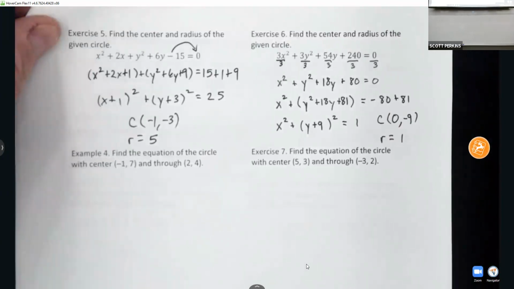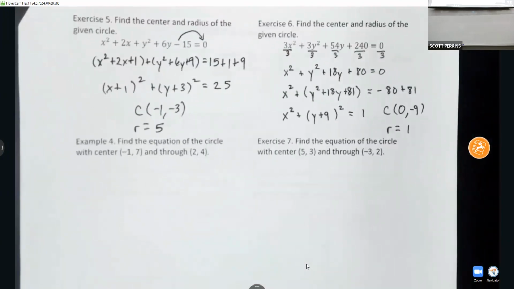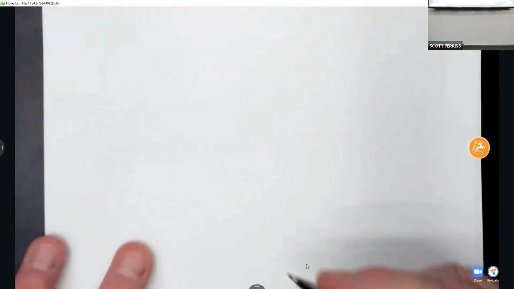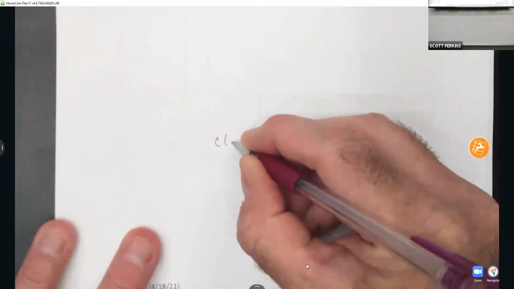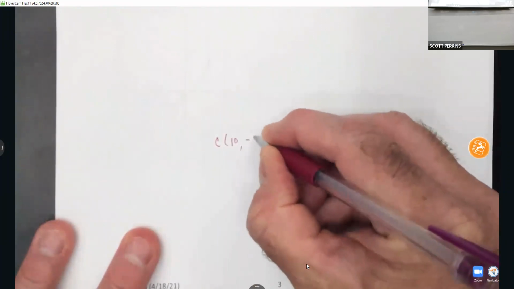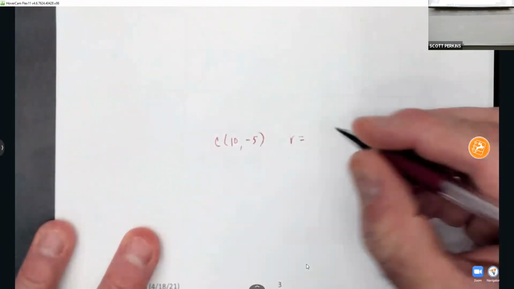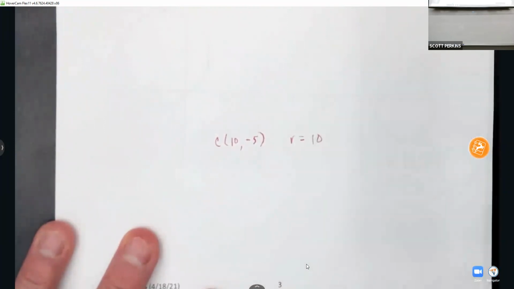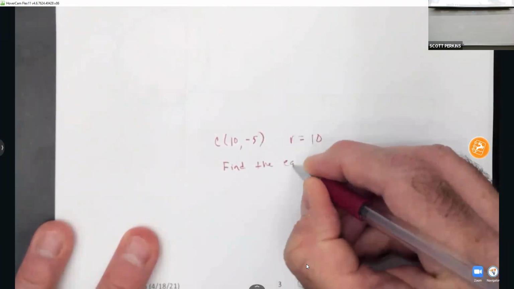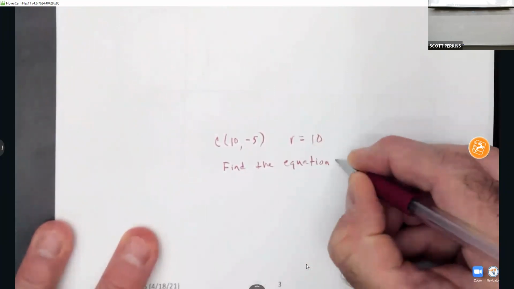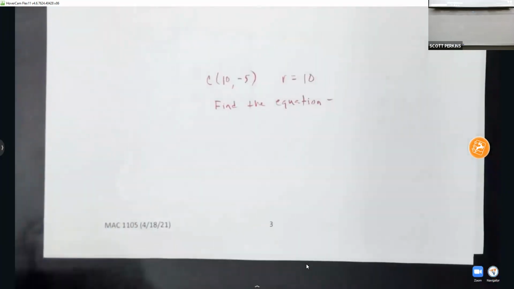Okay, so then one other thing, before we do these last two, I've got an example, you've got an exercise. I just want to put up here just a real quick refresher. If I tell you that a circle has a center of, let's say 10 and negative 5, and a radius of, let's call it, doesn't really matter, a radius of 10, what I want you to do is real quick, find the equation. All this is what we did last time, but I'm just making sure we remember how to do that before we do the next problem.